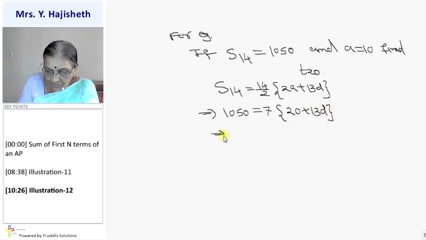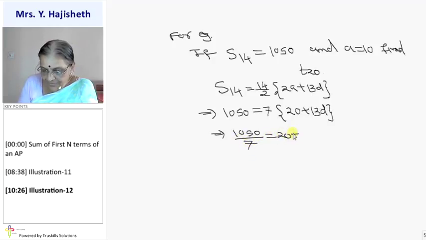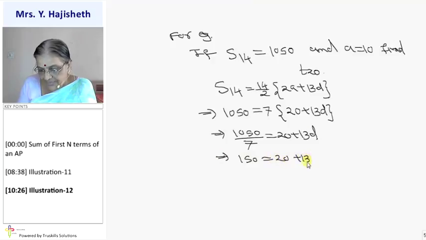So 1050 upon this, the 7 goes to this side, upon 7. 20 plus 13 d. So 1050 upon 7 is 150, which is equal to 20 plus 13 d. Now bring 20 to this side. You know algebra. 13 d is 150 minus 20. So 130. So my d will be 10.